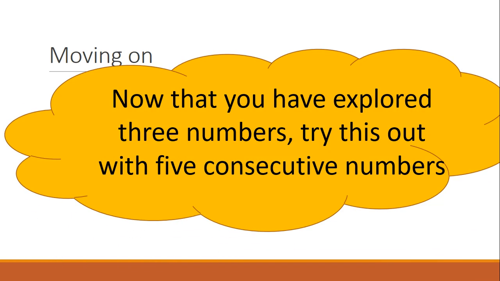Now that we've explored that link between 3 numbers which are consecutive, it's time to try this out with 5 consecutive numbers. Is the rule the same? Is there a pattern that you can recognize? What was the relationship between that central number and the total? Take some time, pause the video and work this through. Talk to somebody. If you've got somebody around helping you, you can bounce your ideas off them.